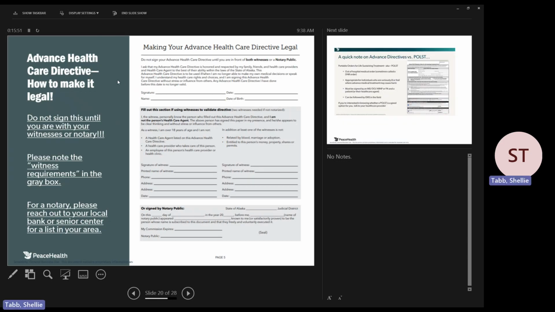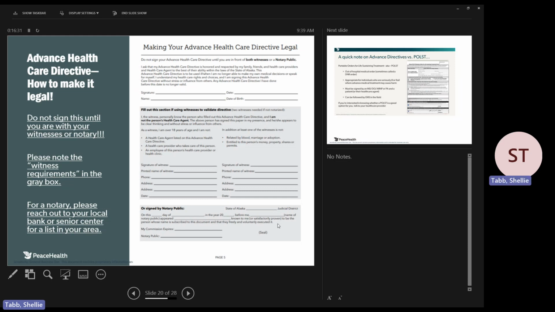Okay, so this is the final page of the advanced directive. So you have a couple options with how to make this legal. The first thing that you need to remember is do not sign this until you are with your witnesses or the notary. And then please note the witness requirements in the gray box. So if I chose a notary public, I would fill out my information, and then the notary public would fill out the bottom information and seal it, and that would be it.